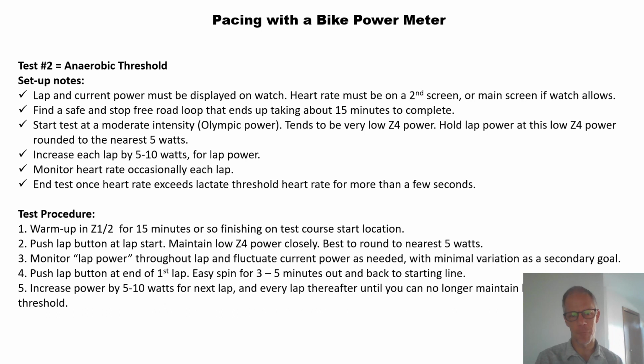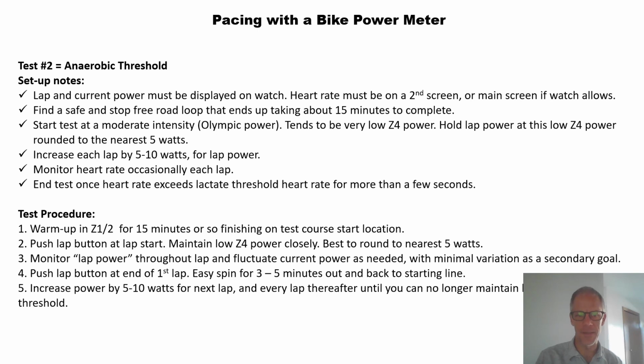So again, we have a lap power for a low zone 4 of 230 watts, and we see that the lap power halfway through is at 225. That's fine. Just slowly creep up that power, go a little bit over 230 to bring it up to 230, so that when you finish, you're really close to that target. And for this target, I'm using the example of 230.